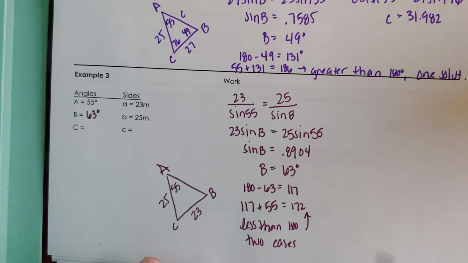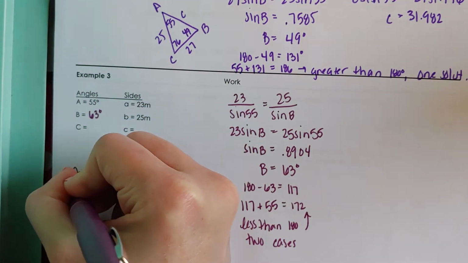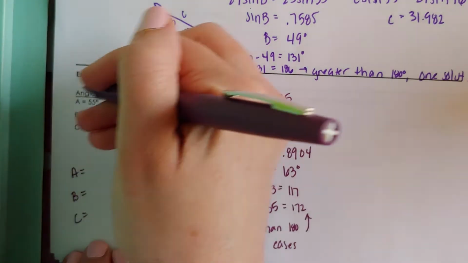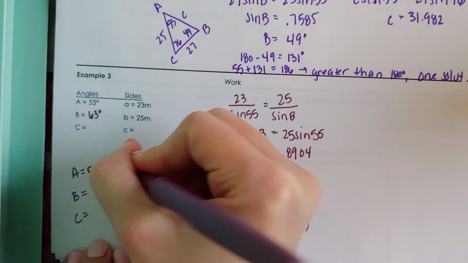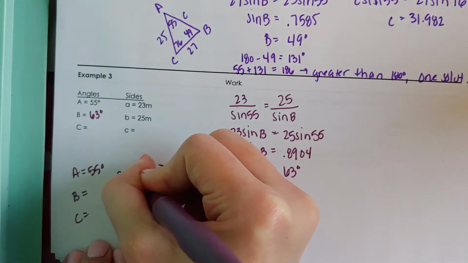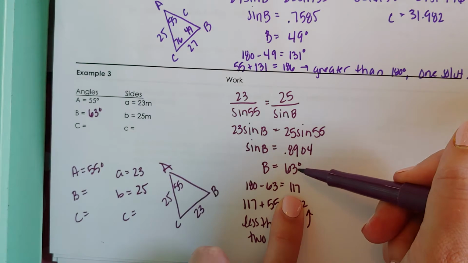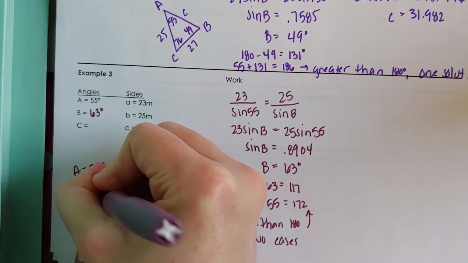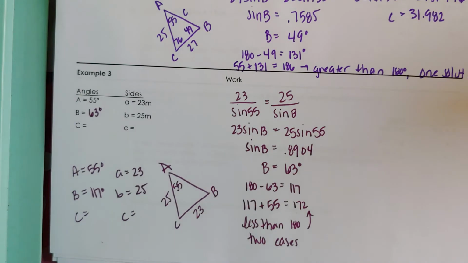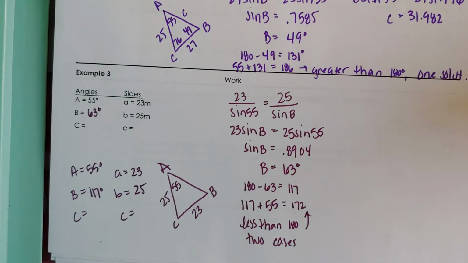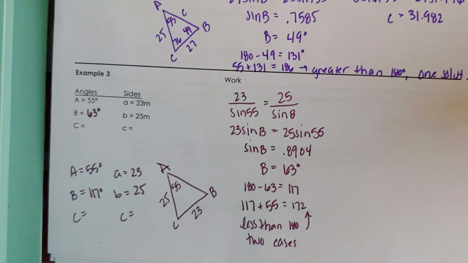So I'm going to go ahead and to the side over here, I'm going to do A, B, C, little a, little b, little c. The original pieces stay the same, 55, 23, 25. Those do not change. Those are going to always be what they are given to you as. The case 2 B is what you got when you subtracted 180 minus case 1 B. So this is 117. And now from there, you're just going to find the C's. Okay, so this is all you need to really do to know that there's a second case.